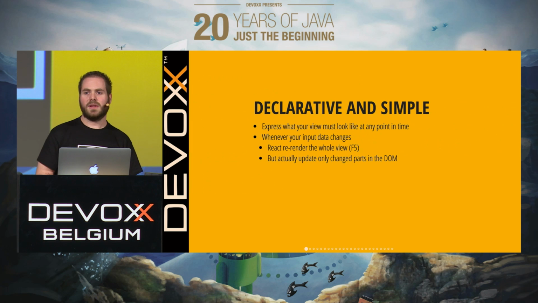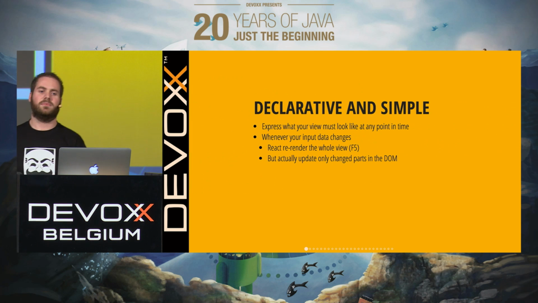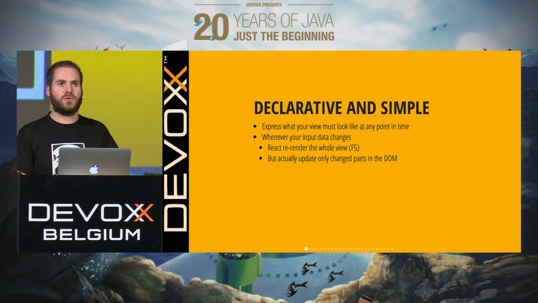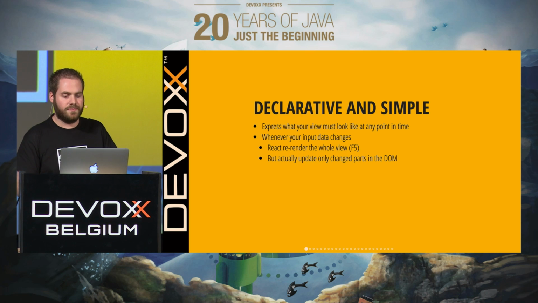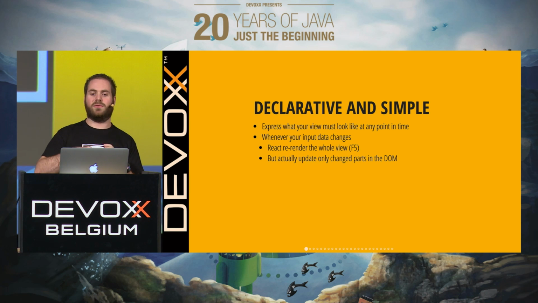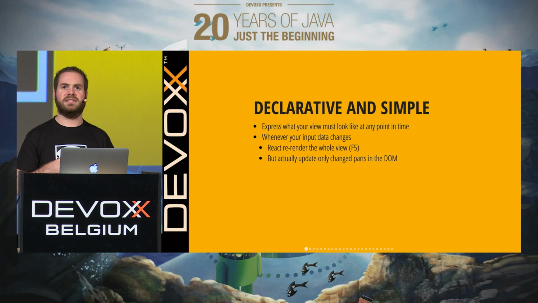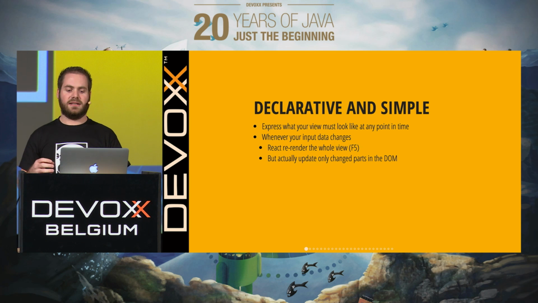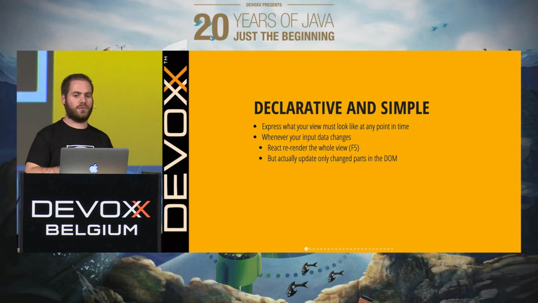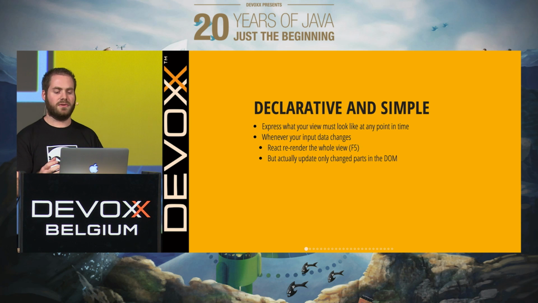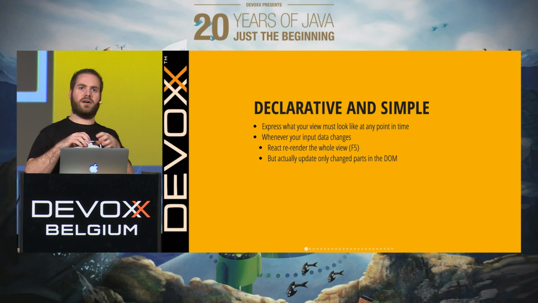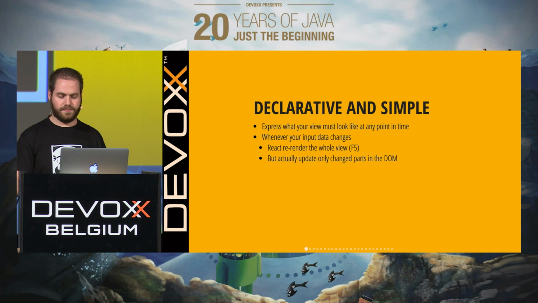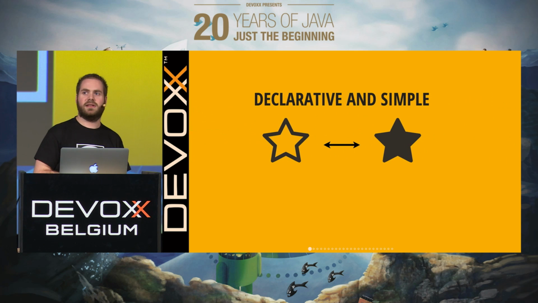So, there are two main concepts around React. The first one is that the view is declarative. You have to express what your view must look like at any point in time, given some input data. And whenever this data changes, React will just re-render the whole thing. But it will be clever enough to only impact the DOM where things actually changed. So let's take an example.